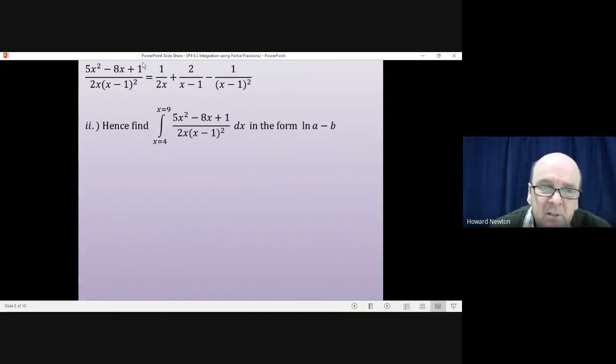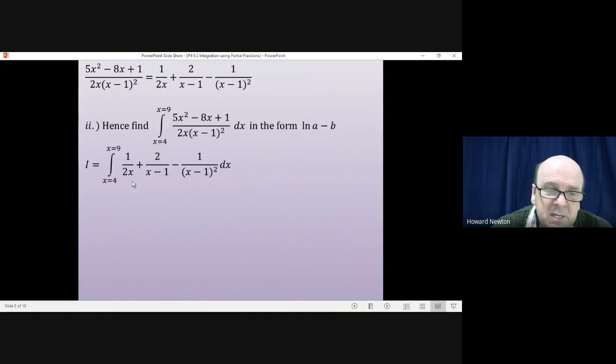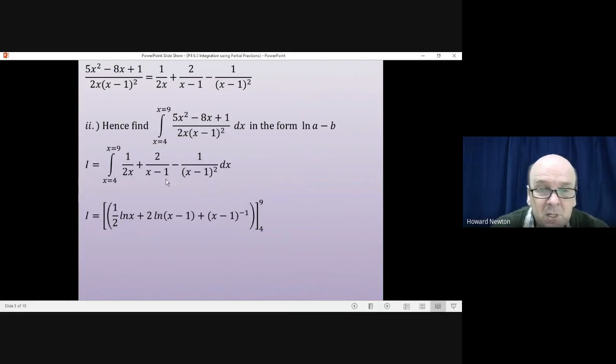Okay, let's have a look. So rewriting this in terms of partial fractions, the integral becomes that. And then each of these 3 terms we need to integrate separately. So 1 over 2x becomes a half log x if we integrate it. If you differentiate that, you get a half times 1 over x, which is what we want.